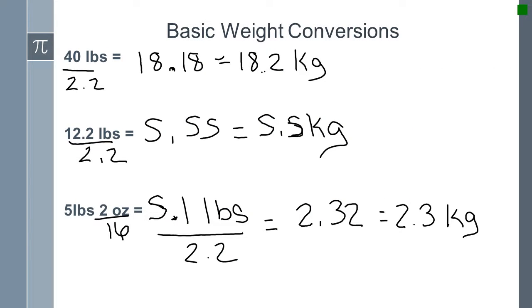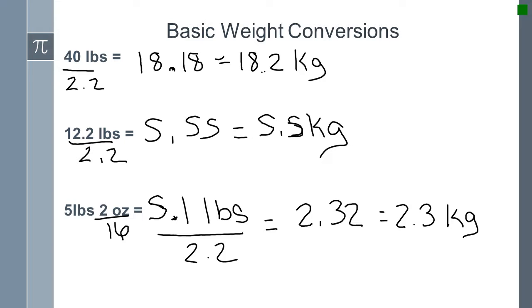So now let's work on some basic weight conversions. When we're converting weight, we want to convert pounds to kilograms. You have to remember that in every kilogram, there's 2.2 pounds. Kilograms are always smaller by about half. The easiest way I remember that is I always want to weigh in kilograms because then I only weigh half as much as what it looks like.